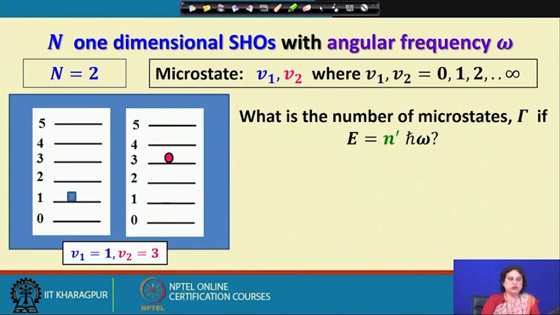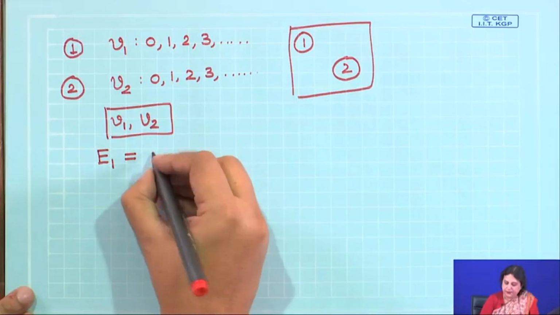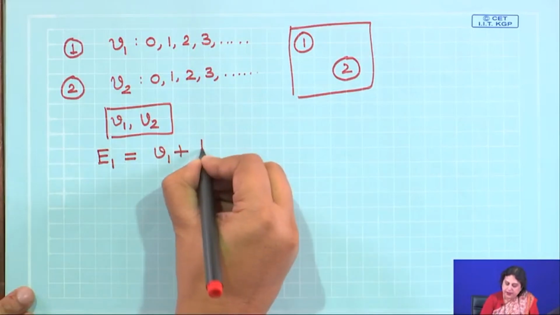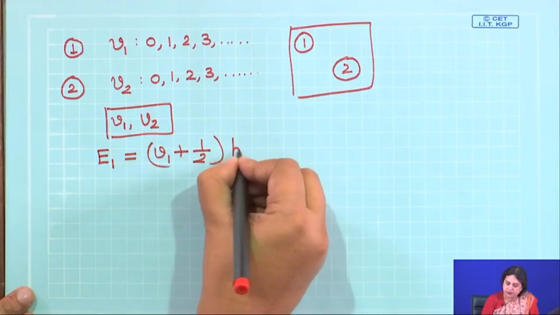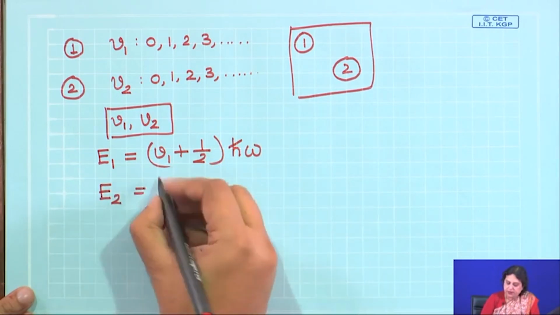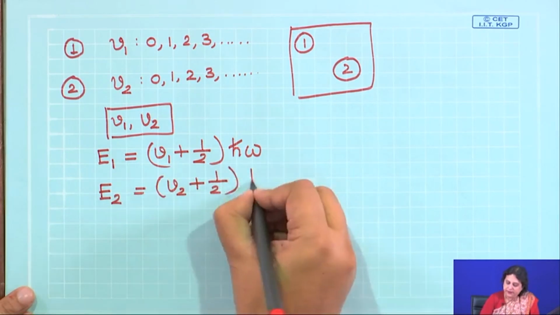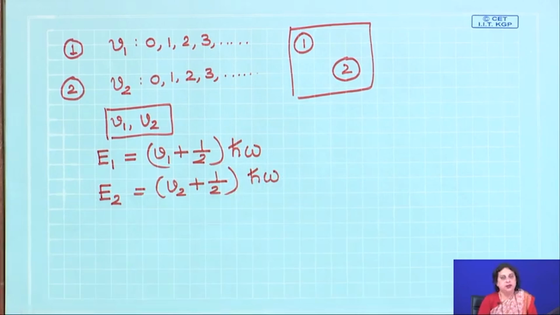Now, what is h cross omega? I have already mentioned that each of the simple harmonic oscillators is executing simple harmonic motion with the same angular frequency omega. If that is so, the energy values that are permitted for particle 1 would be (V1 plus half) into h cross omega, and the permitted values of energy for particle 2 are going to be (V2 plus half) h cross omega, correct.